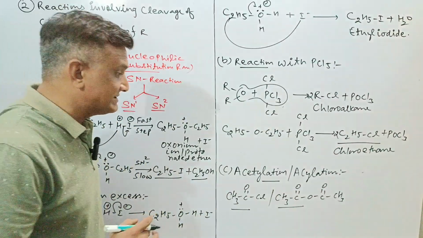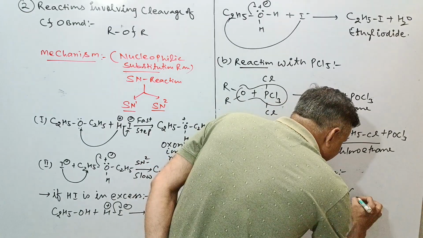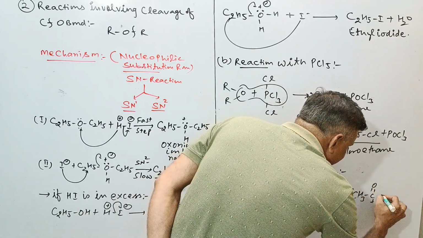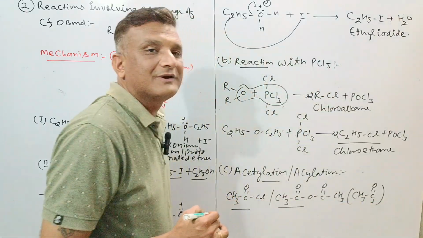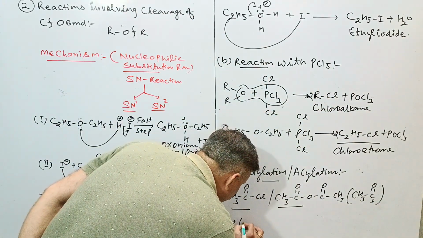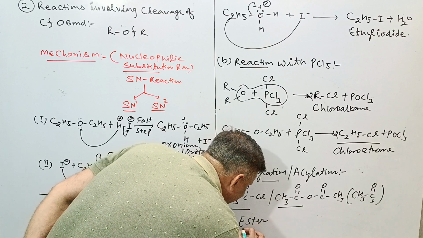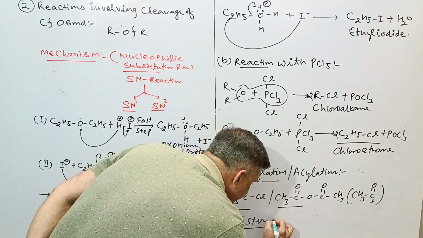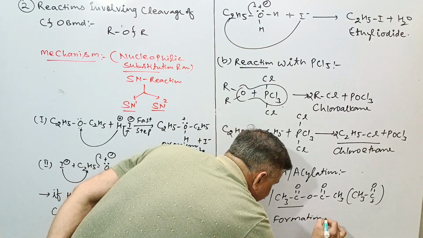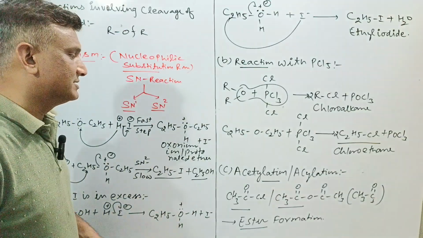In this reaction, there will be an attack of an acyl group, the CH3CO group. That's why it is called acylation or acetylation. Here there will be formation of ester. Formation of ester takes place. So this was about the third reaction.